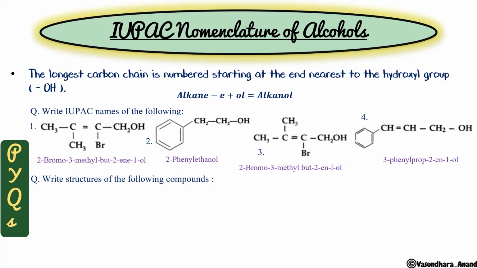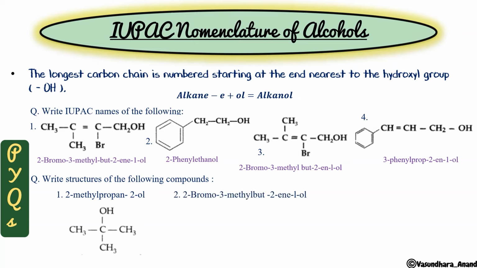Now we will do the structure of the following compounds. So this is 2-methylpropan-2-ol. What will be the structure? Root word is 3 carbon. So make the 3 carbons over here, and then add OH at the 2 position, and at the second position a CH3 methyl group will be there. Yes.